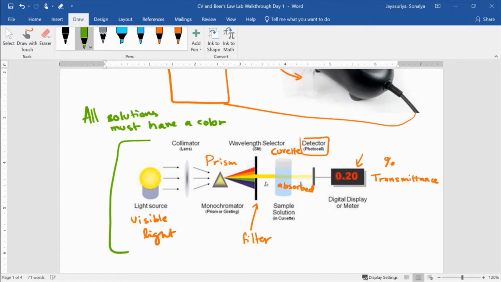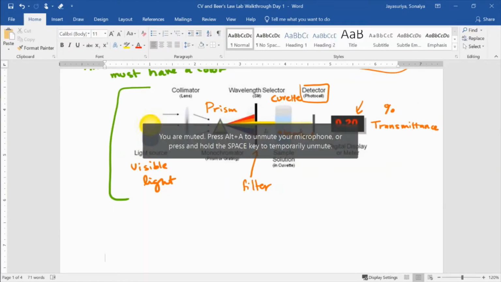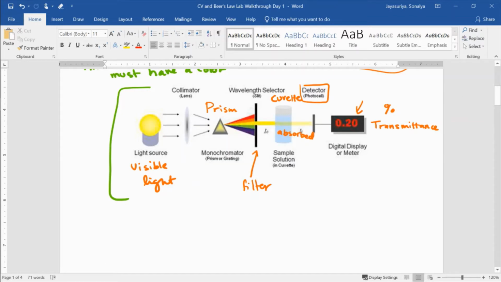And Beer's law deals with visible light in our case, okay? In colorimetry, it's visible light spectrum that we are dealing with. So I think 400 to 700 nanometers, that range, okay? All right, so now that you know how a colorimeter works, let's talk about transmittance, absorbance, and Beer's law, okay?